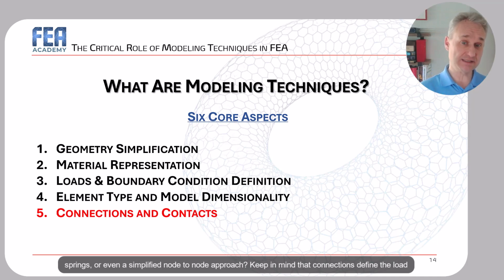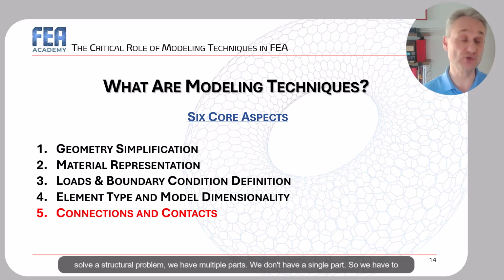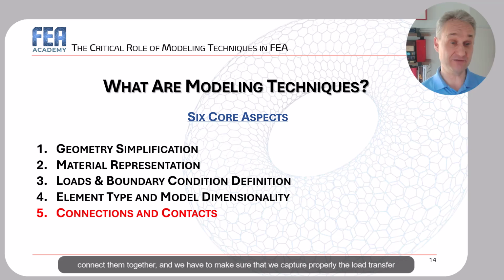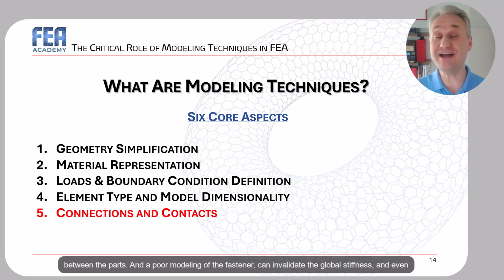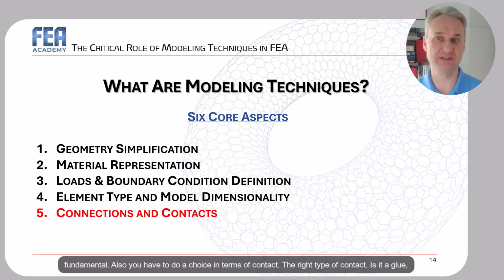Keep in mind that connections define the load transfer between the parts of your model, because most of the time when we do a simulation in order to solve a structural problem, we have multiple parts. We don't have a single part. So we have to connect them together, and we have to make sure that we capture properly the load transfer between the parts. And a poor modeling of the fastener can invalidate the global stiffness and even the local stress field in your model. So choosing the right modeling technique for the bolted joints is fundamental.